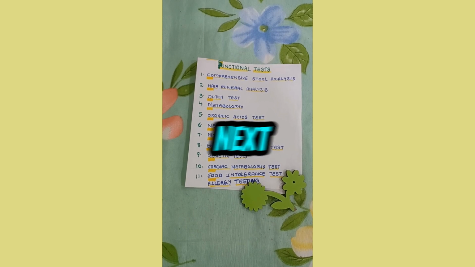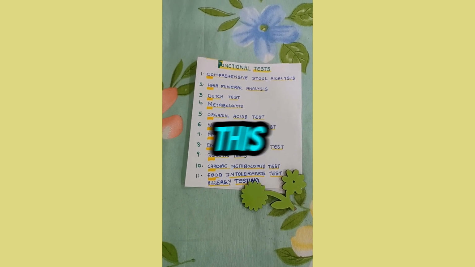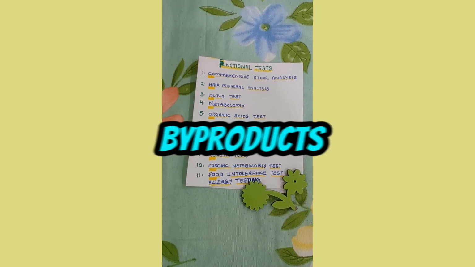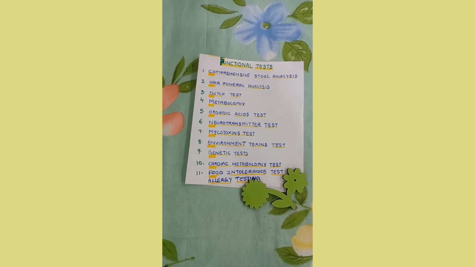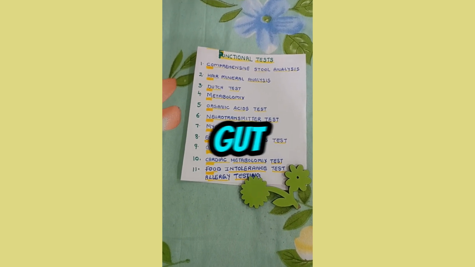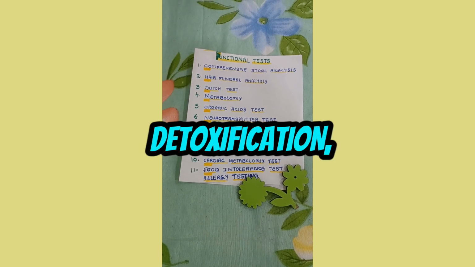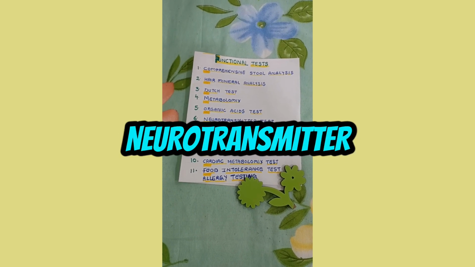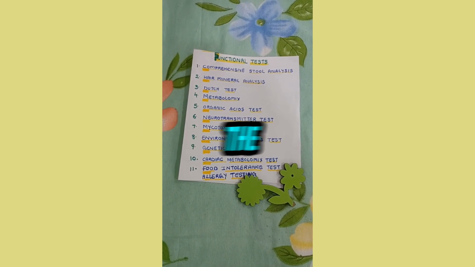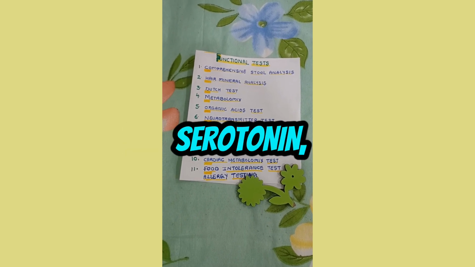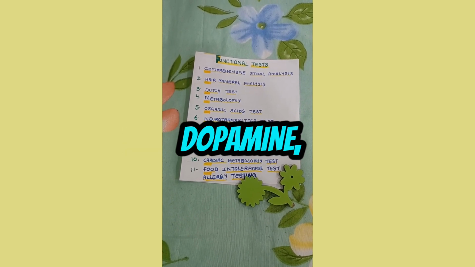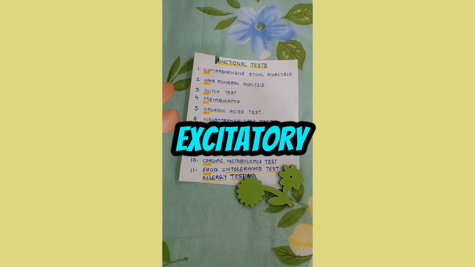This test evaluates the metabolic byproducts that come from energy production. The vitamin and nutrient status, gut microbes, detoxification and oxidative stress, neurotransmitter metabolites. Move on to the next test, which is the neurotransmitter test, which helps us assess the serotonin, GABA and dopamine, and the balance between the excitatory and inhibitory neurotransmitters.